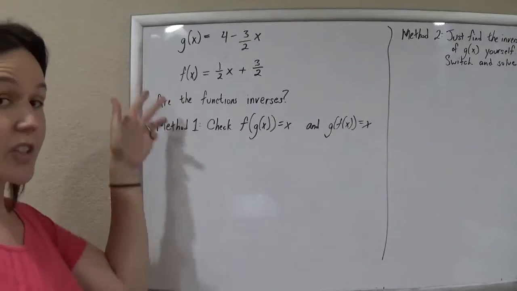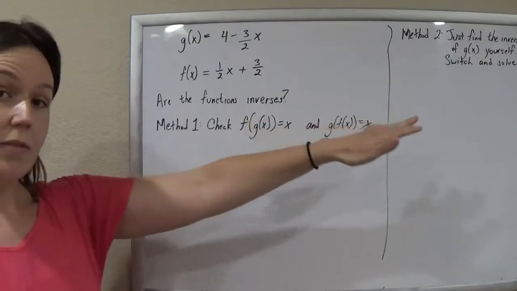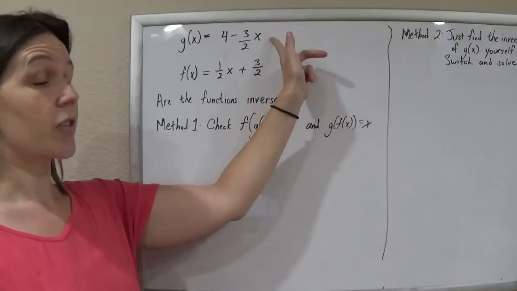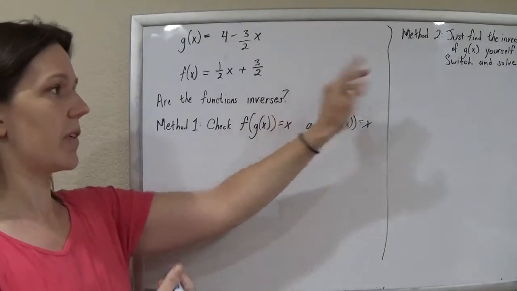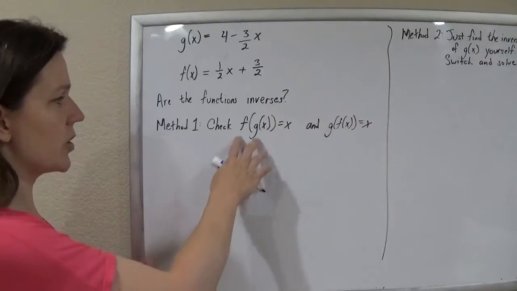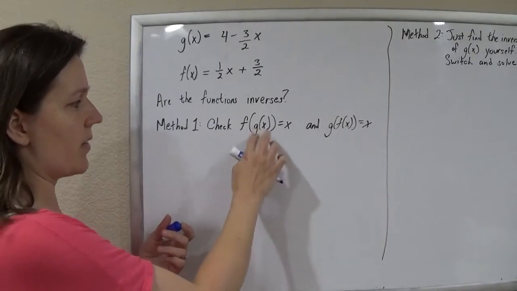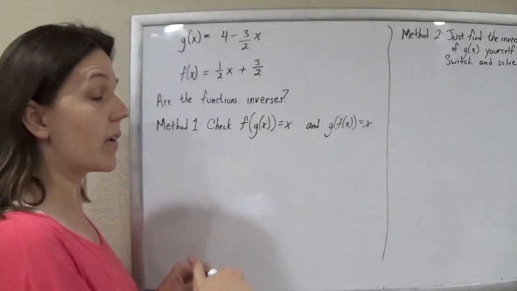So they want to know if f and g are inverses, and there are two ways of doing it. One, you could just find the inverse of g and see if that's f, and that's what we'll do next. But usually when they ask for it on a test, they want you to show it this way: that by the definition of inverses, f of g of x equals x and g of f of x equals x.